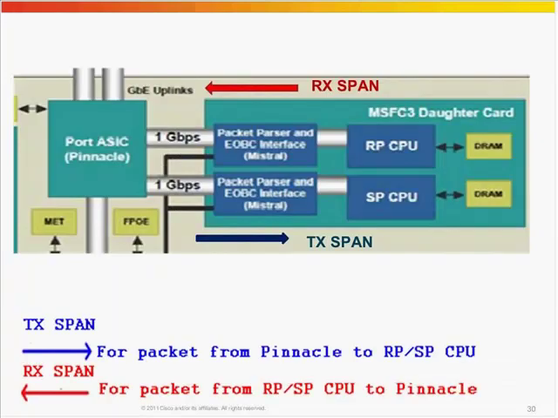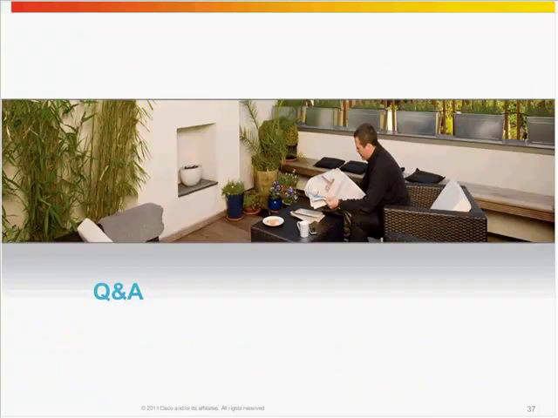Okay, great. So I'll take one last question. If I upgrade my supervisor from SUP 2 to SUP 720 or 32, can I expect to see a difference in CPU utilization?